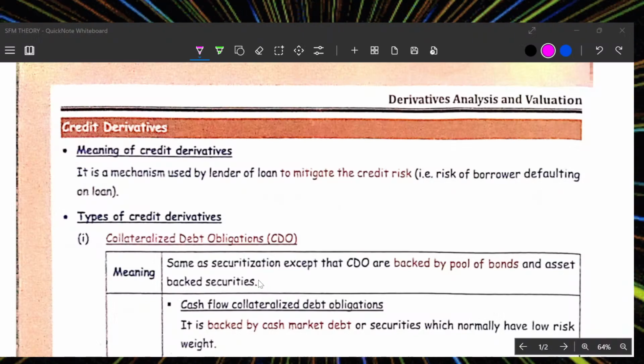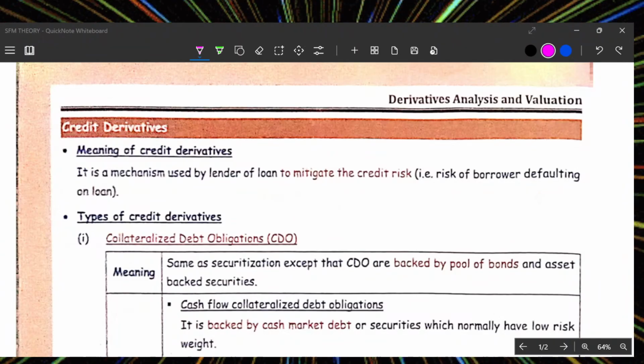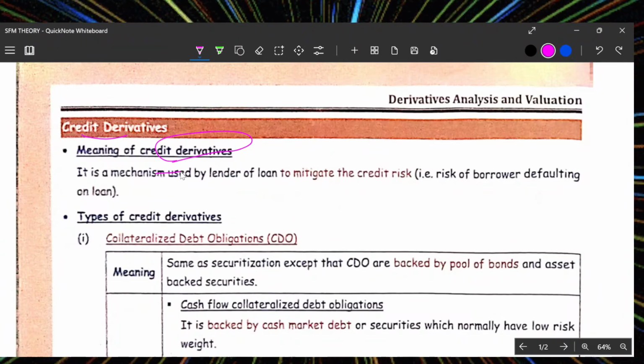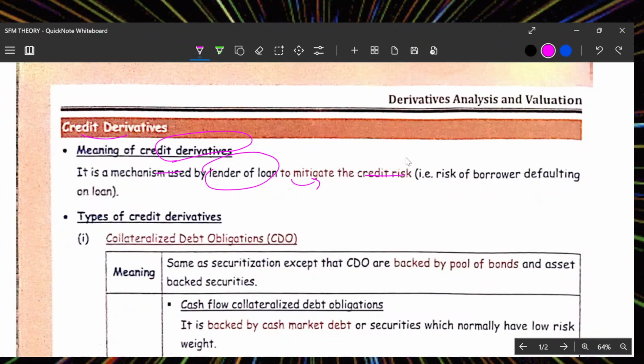Now we're going to see what is credit derivative. What is credit derivative? It's a mechanism used by the lender of a loan to mitigate the credit risk, that is, the risk of the borrower defaulting on the loan.